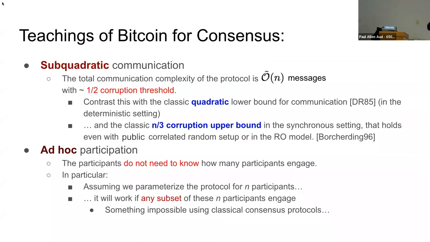So what do we learn about the consensus problem from Bitcoin? First of all, one observation which is really nice is that we can get a protocol that has subquadratic communication. Furthermore, this can happen with a 50% corruption threshold. Now, it's interesting to contrast this with classical results in the consensus literature that say we should have a quadratic lower bound for communication. An interesting caveat here: these results are in the deterministic setting.